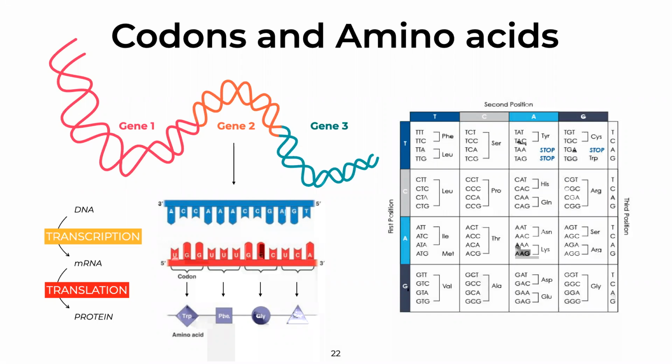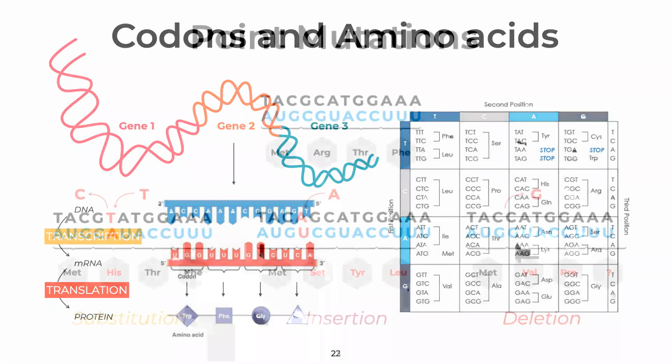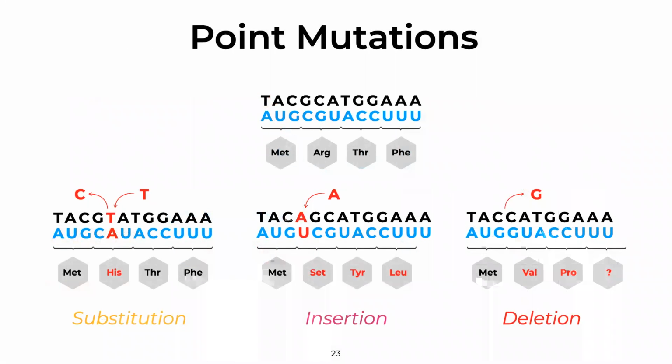So trinucleotides are called codons, and a change in one of those nucleotides within the codon is actually what we call a variant, a DNA variant. So what types of DNA variation is there? One big type is called point mutations.